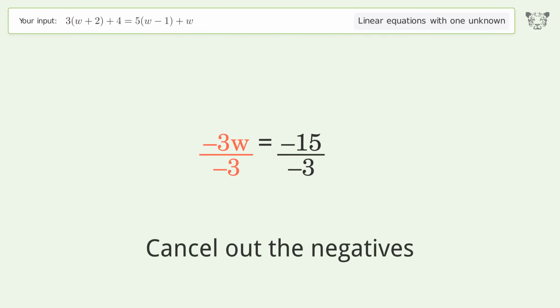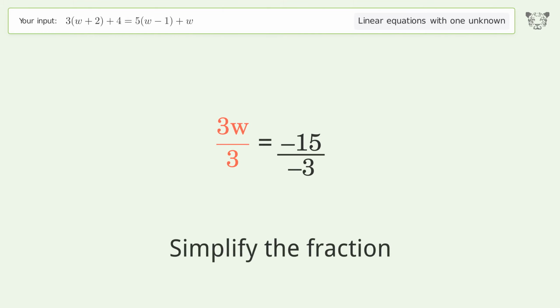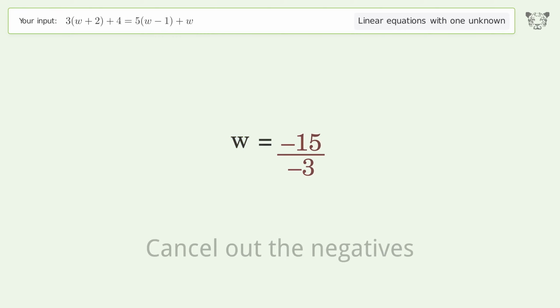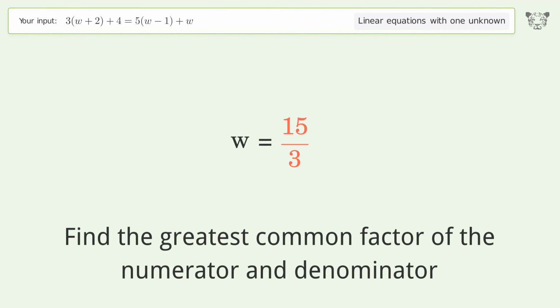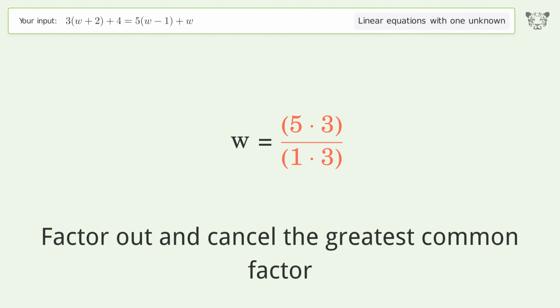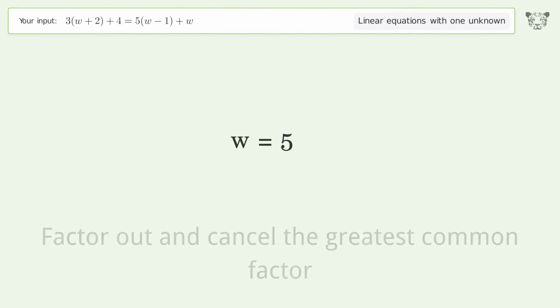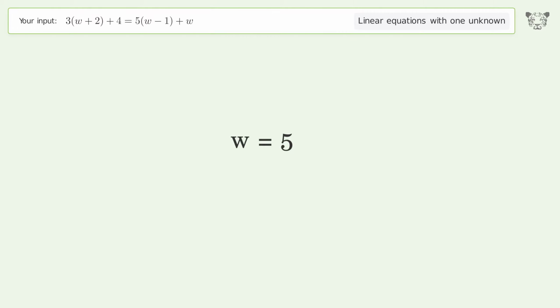Cancel out the negatives. Simplify the fraction. Cancel out the negatives. Find the greatest common factor of the numerator and denominator. Factor out and cancel the greatest common factor. And so the final result is w equals 5.